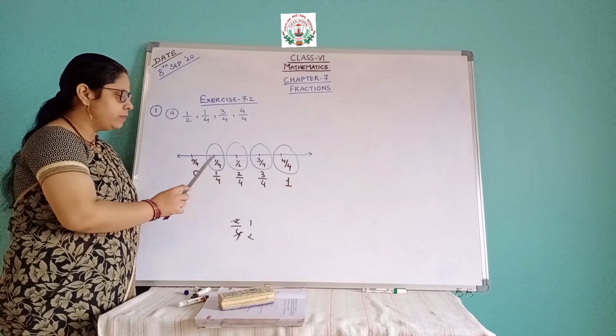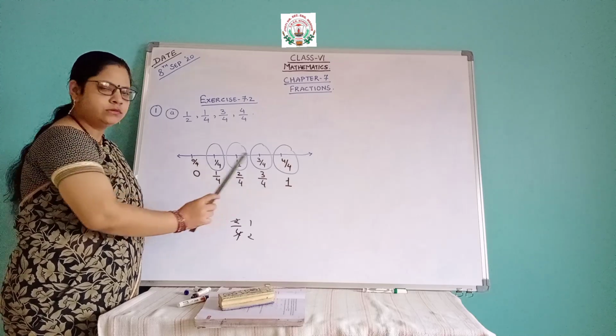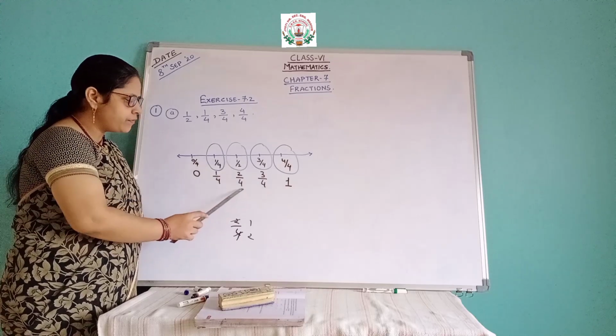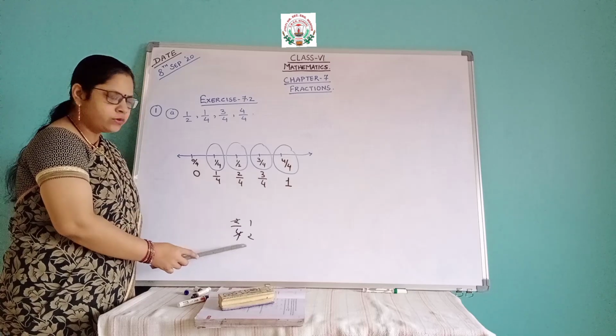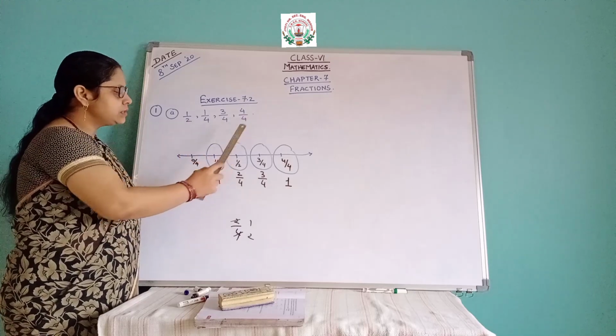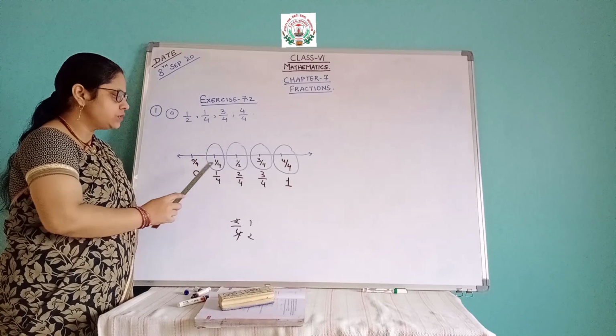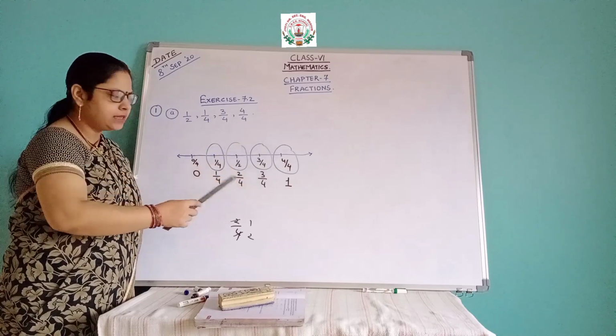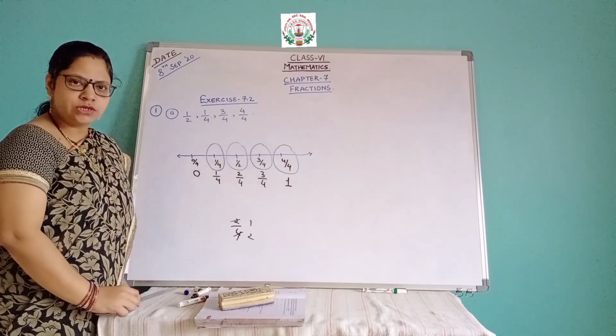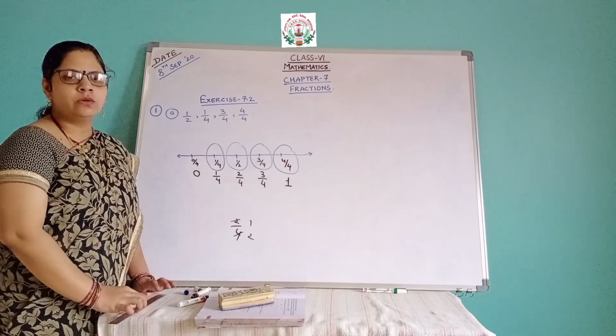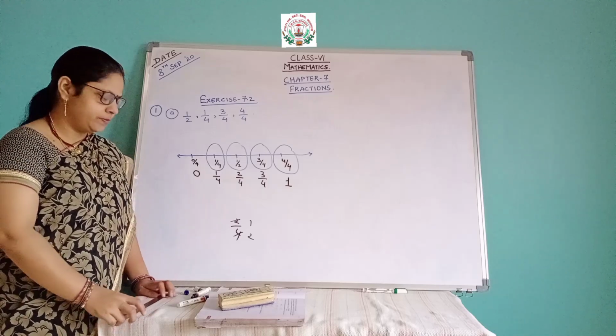In between, the ones left out are 1 by 4, 2 by 4, 3 by 4, and 2 by 4, when you cancel, you will get 1 by 2. So these are the questions asked in your question. So just encircle that. These are the questions asked. In this way you are going to write in your copy.